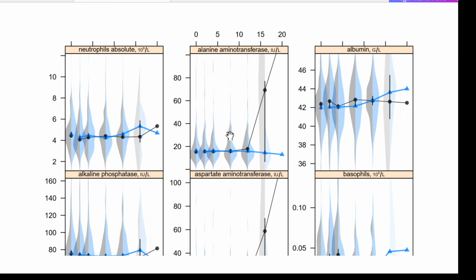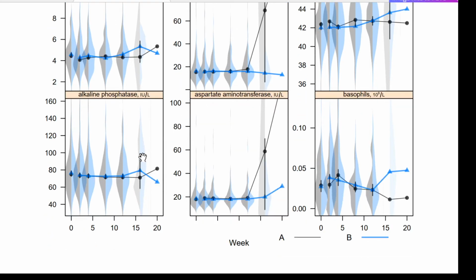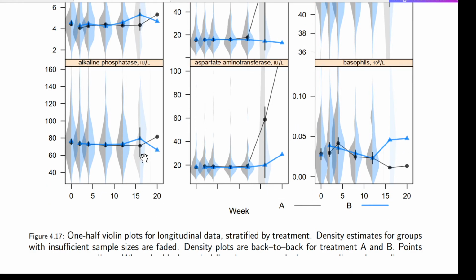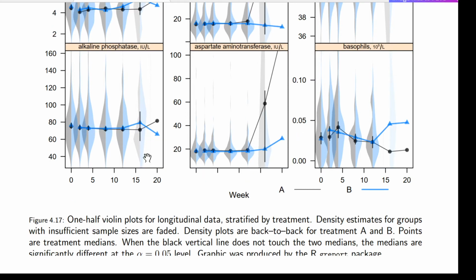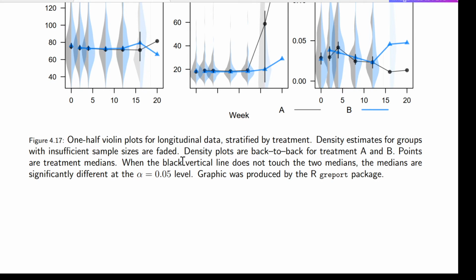Sometimes you see a little clump of observations out here, in this case the right tail. The plot gets very faint when there's not enough observations to really trust the density estimates. But if you look at each half of this violin plot, it's just a smooth estimate of the density, which is a smooth version of what a histogram is trying to estimate. So that's pretty effective for longitudinal whole distribution types of plots when you have two treatment groups. So that's called a half violin plot.